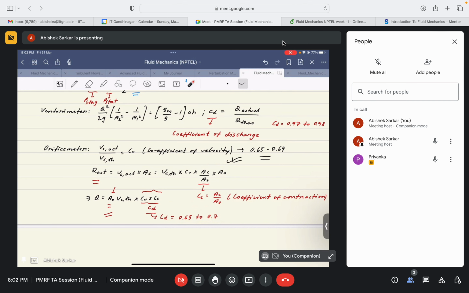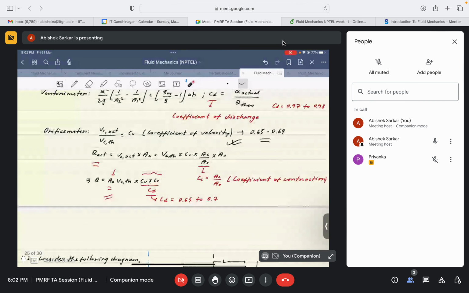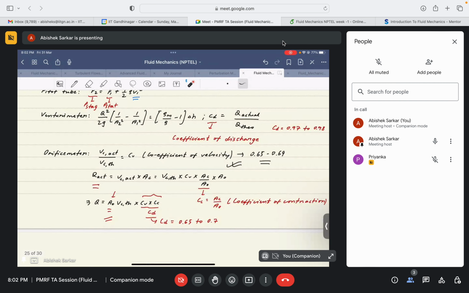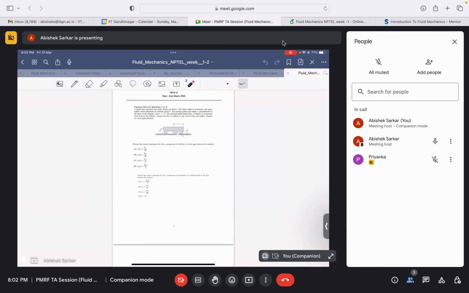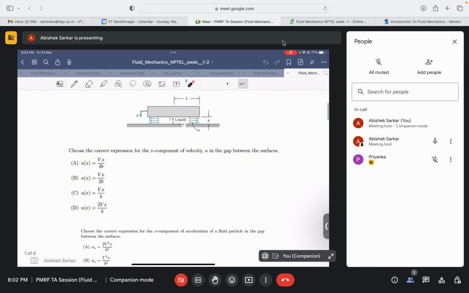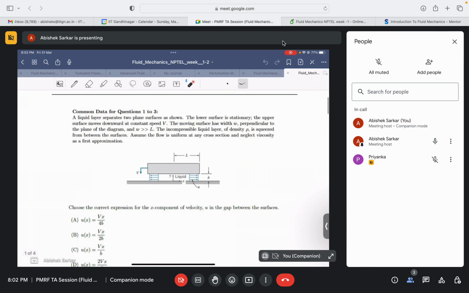Yes, sir. Okay then, do you have any doubt? Because now I would like to directly jump into the problems. Then I guess we can jump to problems, and if you have any doubt, we can ask while solving them. Okay, sir. Thank you. So this is the first question again. The first question itself is the squeezing flow. I will read the question.